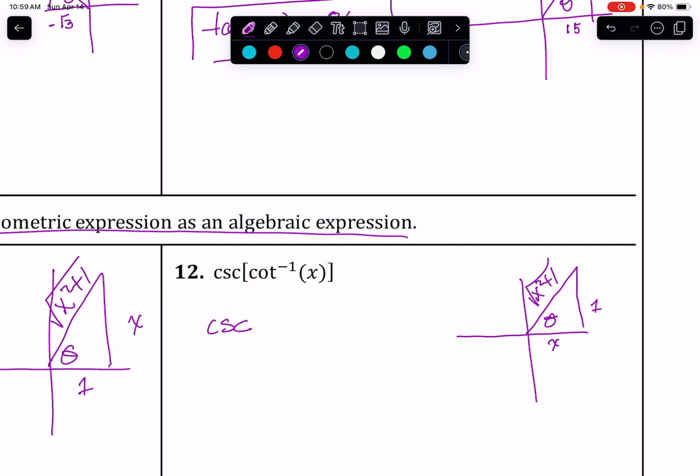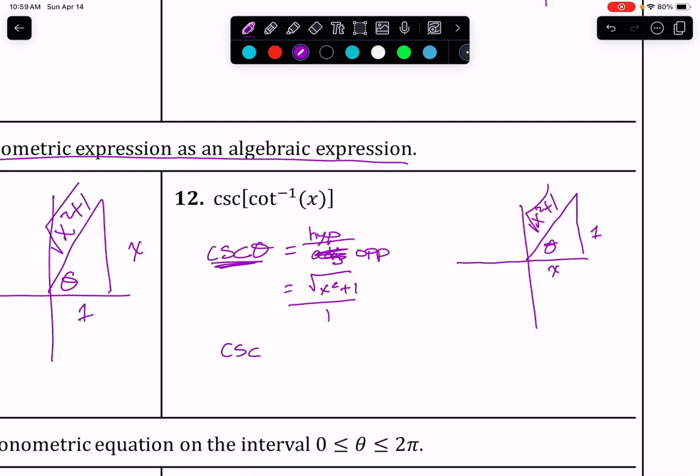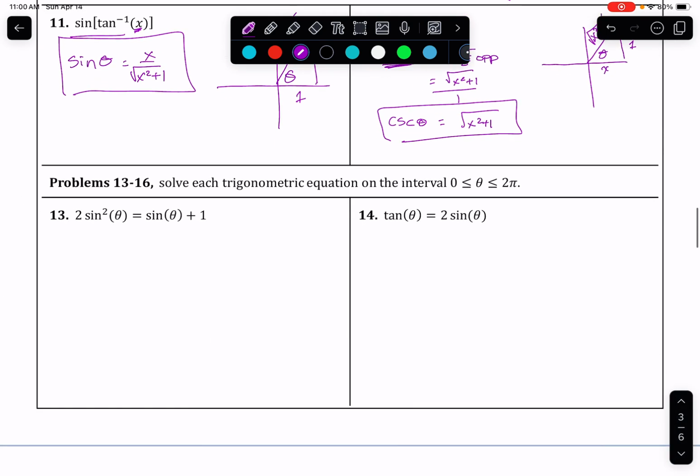So then the cosecant of theta, the cosecant is 1 over the cosine, so which is equal to the hypotenuse over the adjacent, and so that's equal to the square root of x squared plus 1. Oh, sorry, cosecant goes with sine, so this is hypotenuse over opposite, over 1. So cosecant theta is the square root of x squared plus 1.